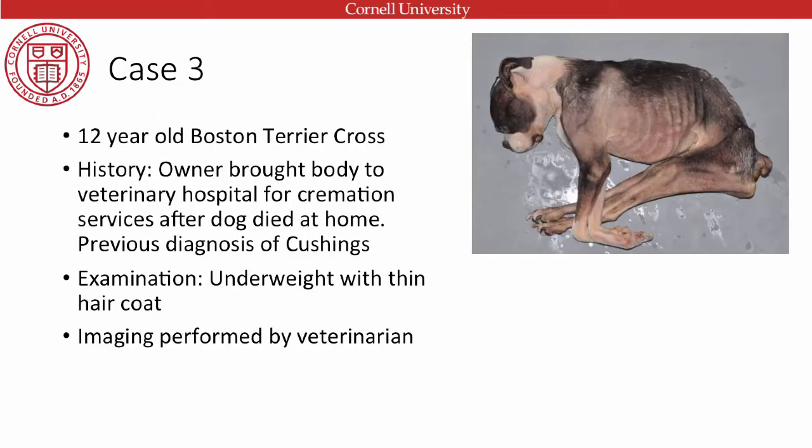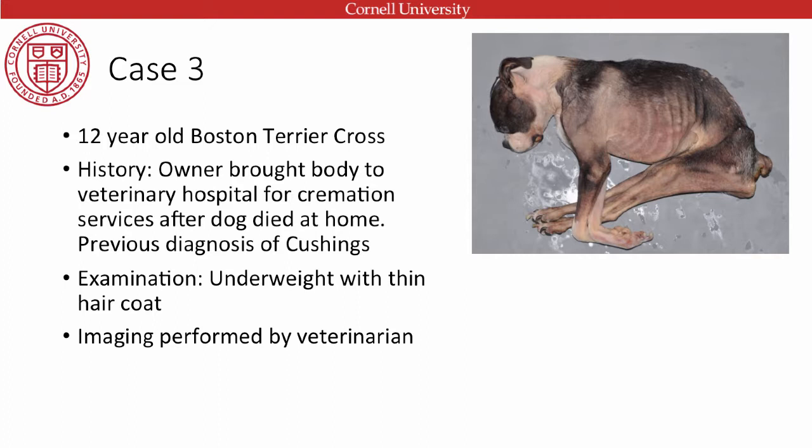Case 3. So this is a 12-year-old Boston Terrier crossbreed. Owner brought the body of this dog to the veterinary hospital for cremation services after the dog died at home. She had a previous diagnosis of Cushing's and some other chronic diseases, such as couldn't use her pelvic limbs. They think she had some form of thrombus situation going on. It wasn't particularly clear. On an examination of the body, they decided that she was quite underweight, with a thin hair coat, and decided to just do a little bit more probing just to see if there's any other signs of concern.